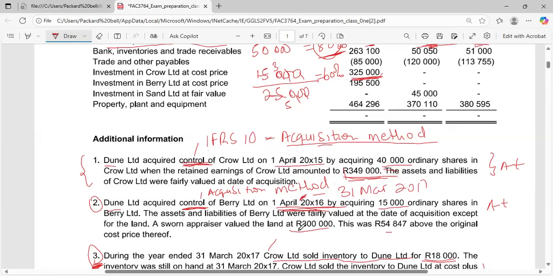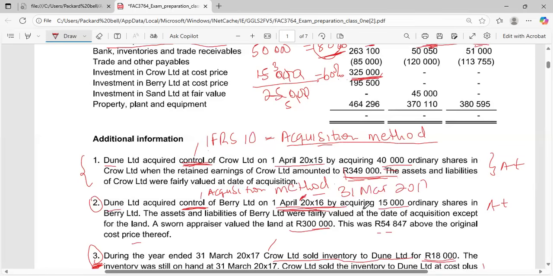A stone appraiser valued the land at 300,000. This was 54,847 above the original cost. So the land was revalued. So here we're talking of revaluation surplus. This is also going to form other comprehensive income, the revaluation surplus. So 54,847 is going to be other comprehensive income.